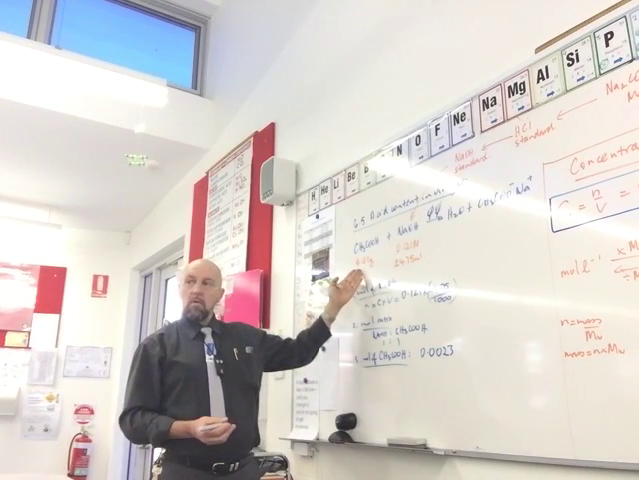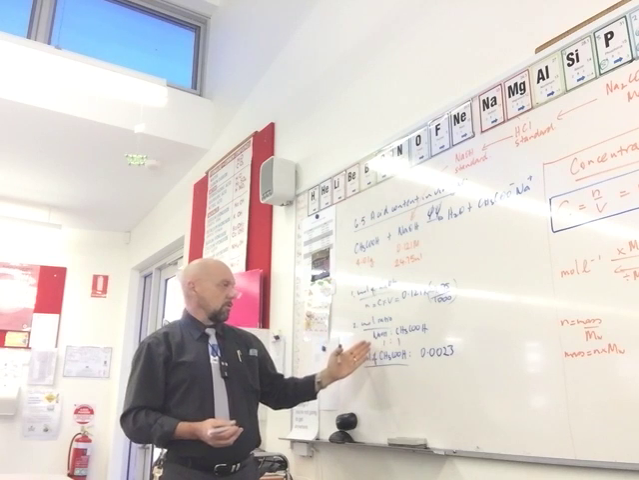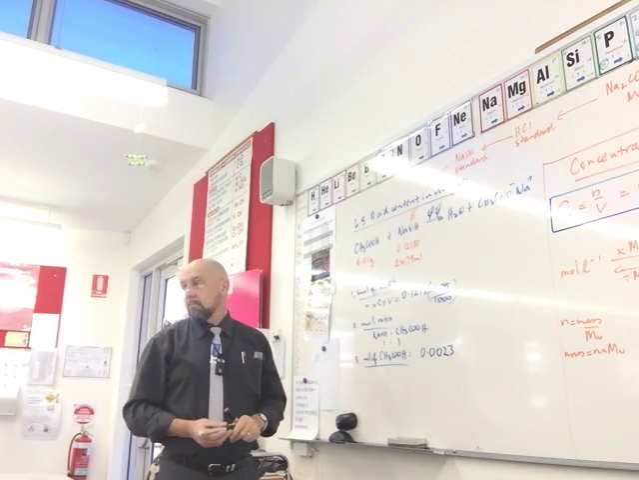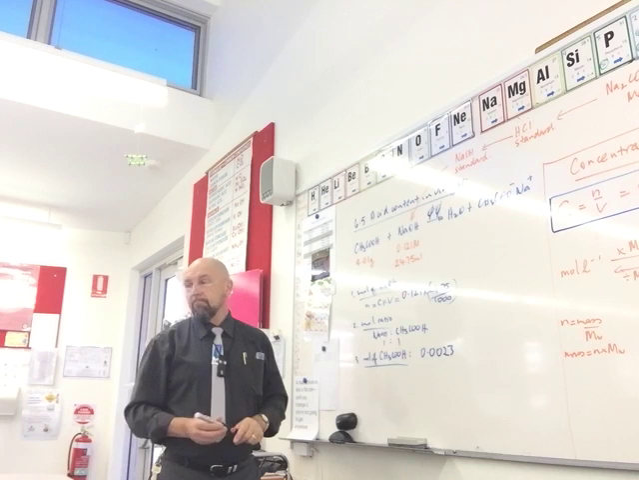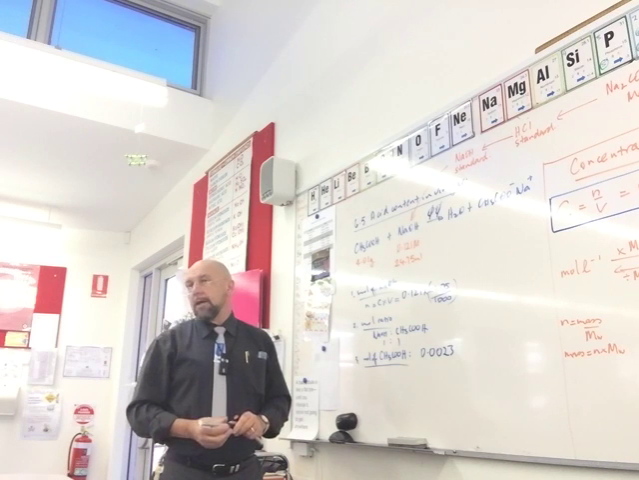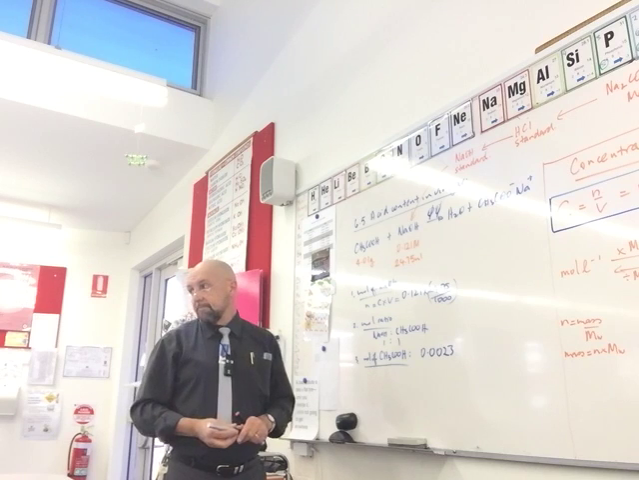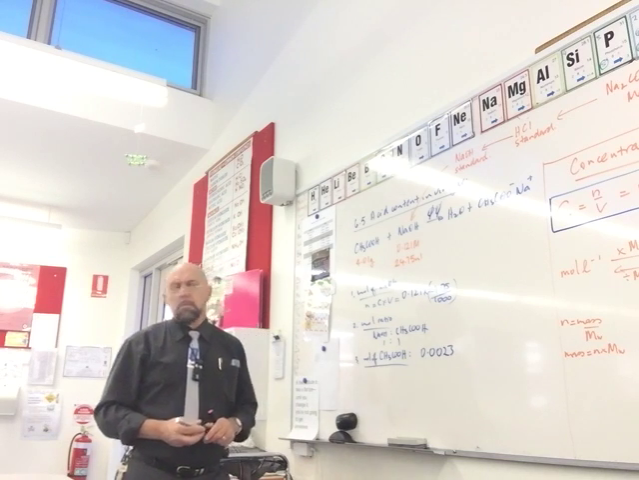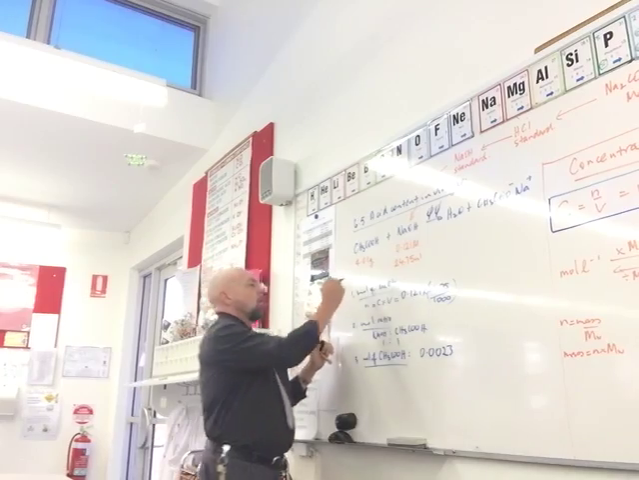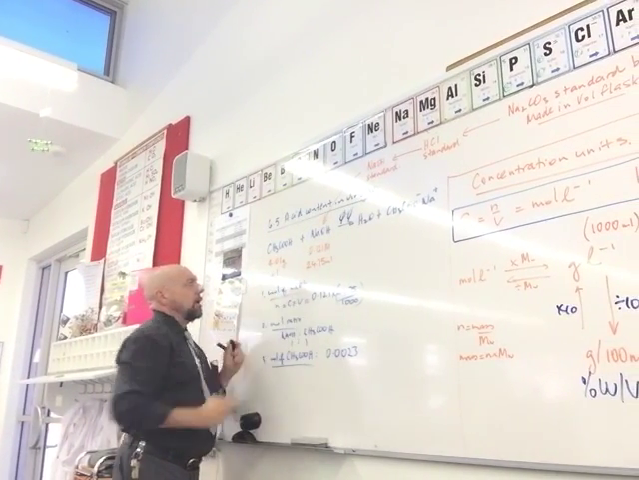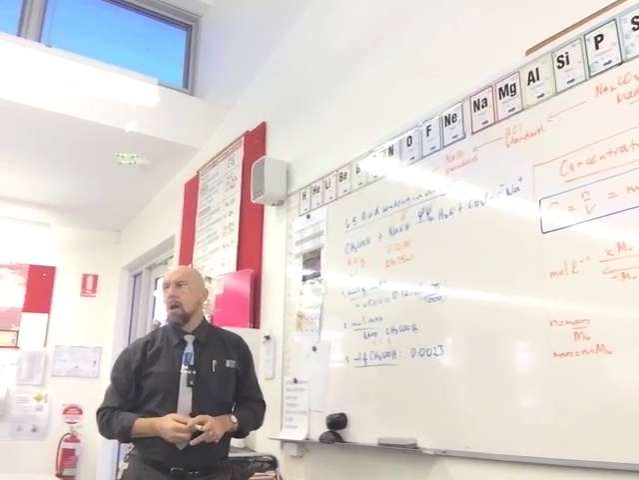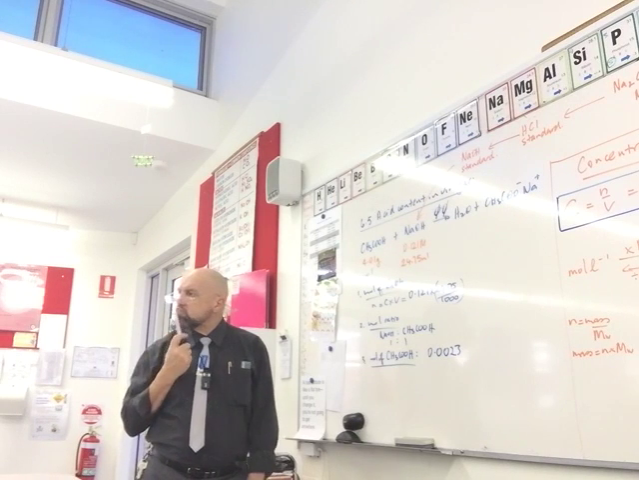All right, where do we go? To find the concentration of acetic acid, we've got to work out the percentage weight by weight, don't we? So I've worked out the moles of acetic acid. So what do I do next?